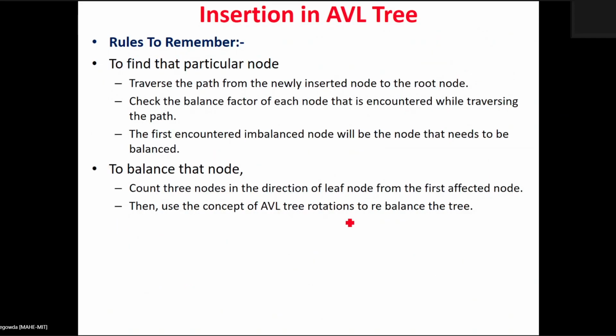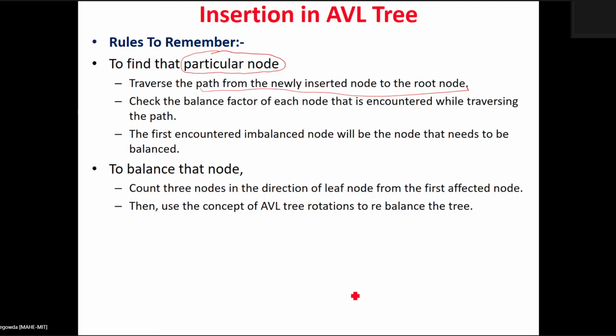The next question is how to find that particular node. I said that if that particular node is balanced, the whole tree is balanced. How do you find it? After inserting, you traverse the path from the newly inserted node to the root node. Then you calculate the balance factor of each node encountered while traversing the path. The first encountered imbalanced node will be the node that needs to be balanced.